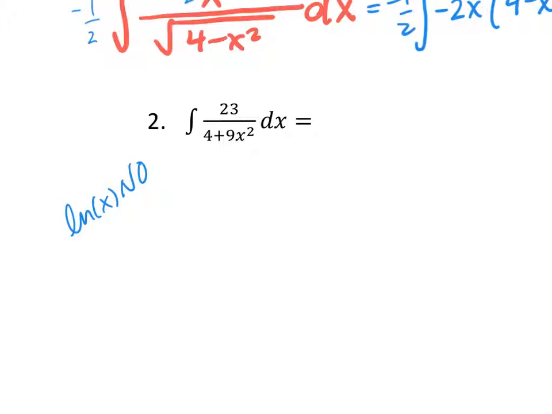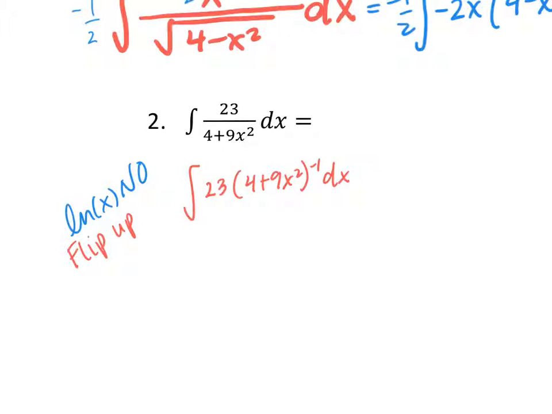Is this a flip-up question? What's the derivative of your inside function going to be? If I were to flip this up, what would happen? If I did a flip up here, this would become the integral of 23 times 4 plus 9x squared to the negative first dx. There are 2 issues with it being a flip-up question.